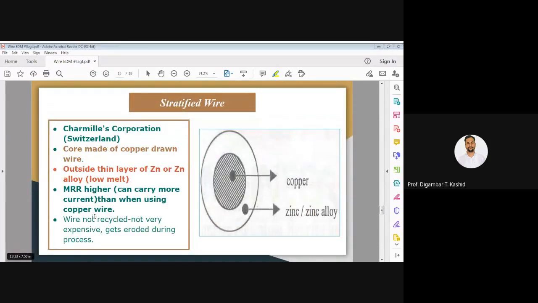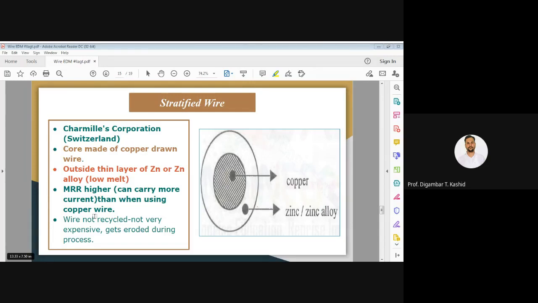Then in the industry, many advances are happening, like the controlling of the positioning, which is controlled by the CNC. We have another concept, that is stratified wire. I will talk about this stratified wire.